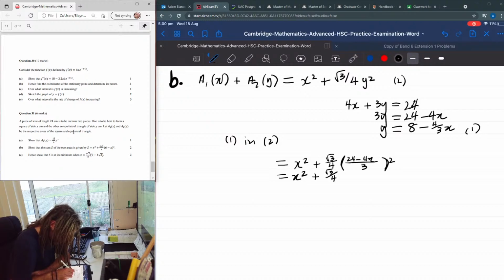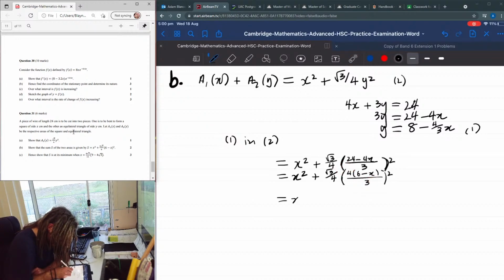You factorize the top line, you get a 4 outside of 6 minus x. That's where that comes from. Over 3 squared. And then what I'm going to do is I'm going to square this and bring it out the front.